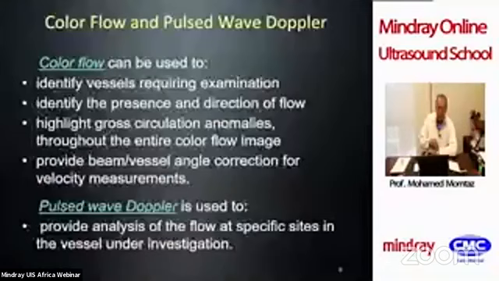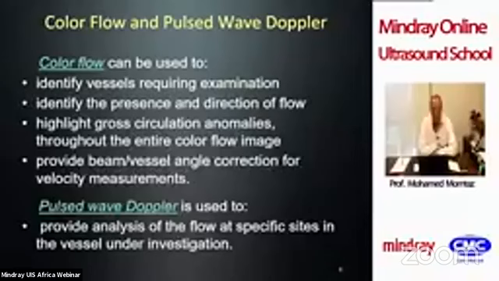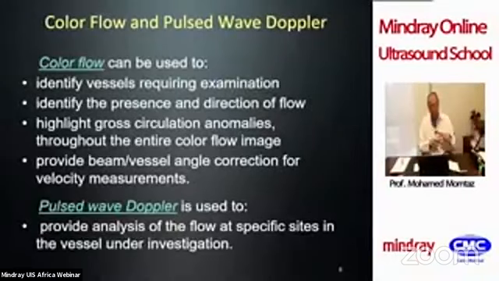Color flow can be used to identify vessels which require examination, can identify the direction of flow, and can identify the presence of flow. It highlights if there is a gross circulation anomaly. For example, a vessel that is absent, like a renal artery that is not there. If you put the color box on the aorta and the supposed place of both renal arteries, and you find one is present, one is absent, and the kidney to the side is not present, so you know that this is congenital renal aplasia in this case.